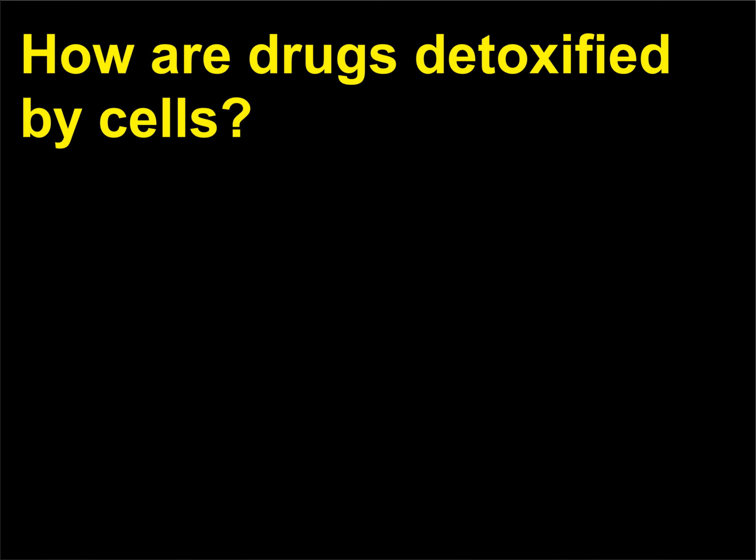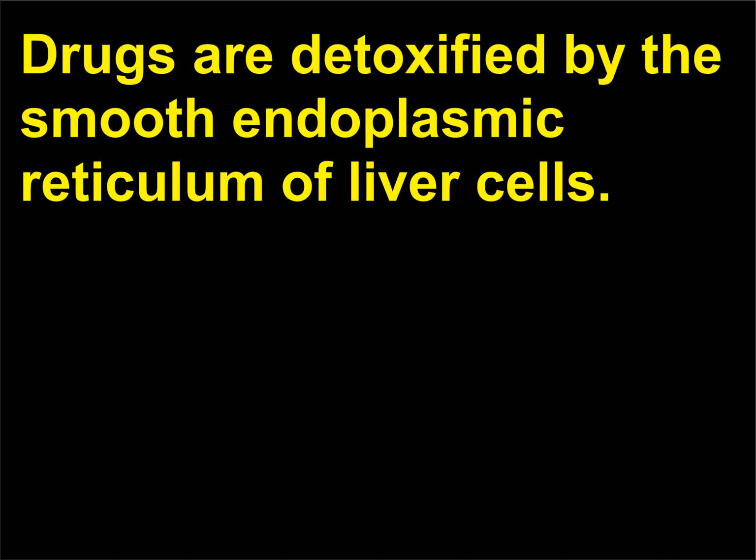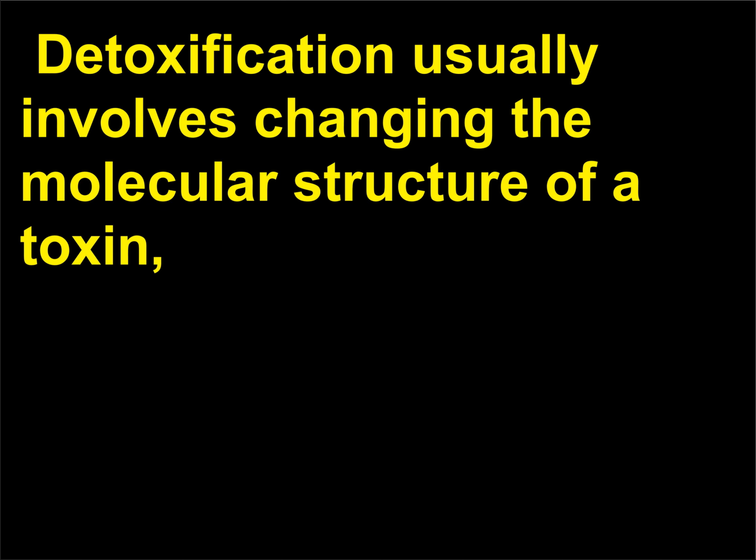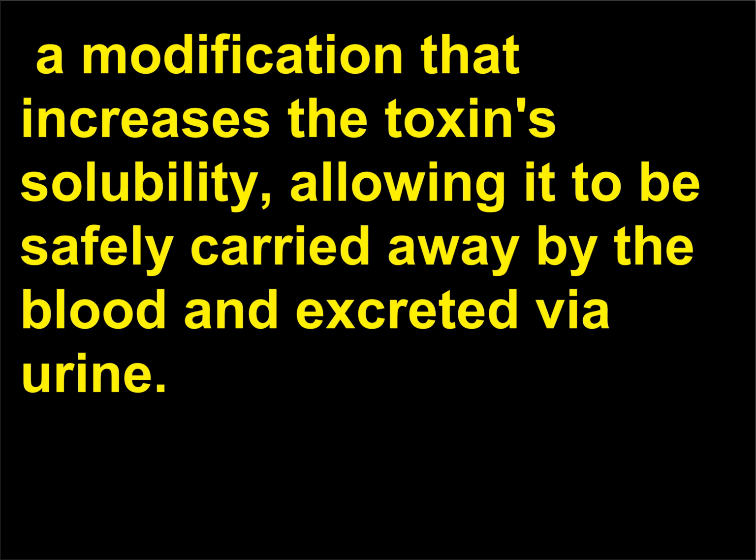How are drugs detoxified by cells? Drugs are detoxified by the smooth endoplasmic reticulum of liver cells. Detoxification usually involves changing the molecular structure of a toxin. A modification that increases the toxin's solubility, allowing it to be safely carried away by the blood and excreted via urine.